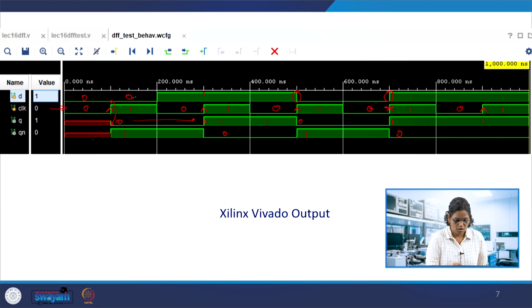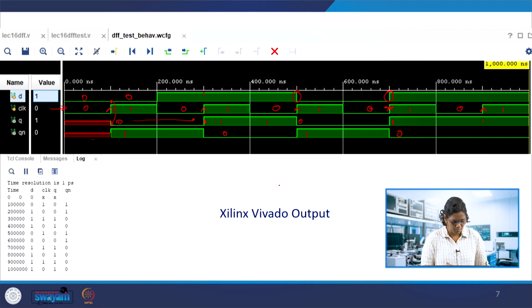So now, according to the code, D is transferred to Q by sampling at the clock edge. At the clock edge, whatever the data is, the complement Qn, that is Q dash, has also been obtained here. This can also be plotted in the log file separately.